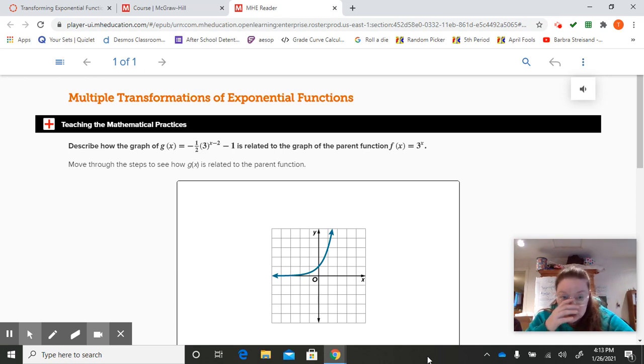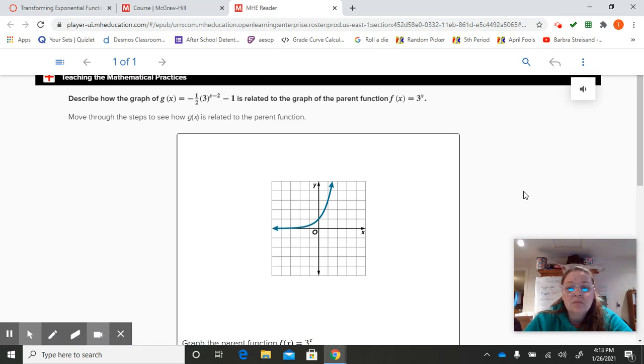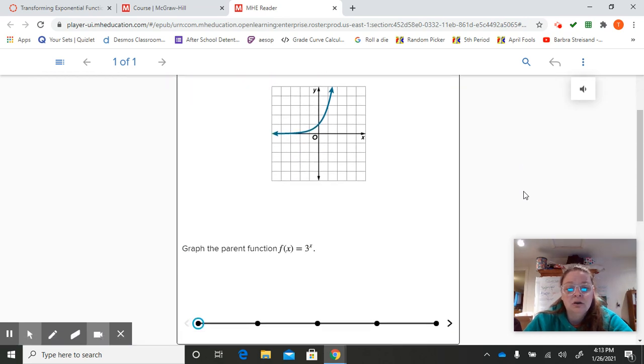So we have a reflection going on in there because there is that negative being multiplied at the beginning. We've got an a being multiplied there at the beginning, the 1/2, which tells us that we have a dilation happening. We've got the -2 up in the exponent, so we know we've got horizontal stuff happening, and we've got that -1 at the end, so we know we've got vertical stuff happening. So let's move through here step by step and see what is going on.